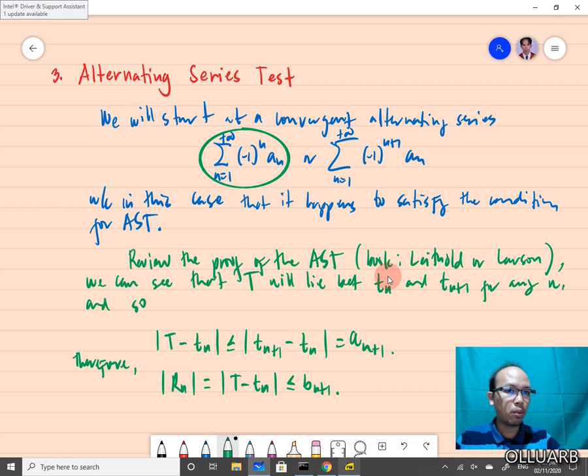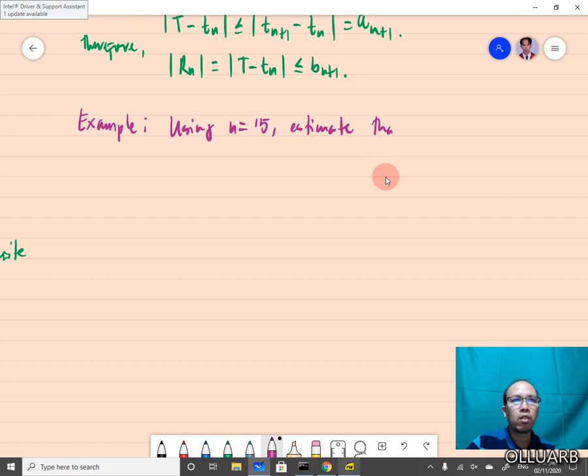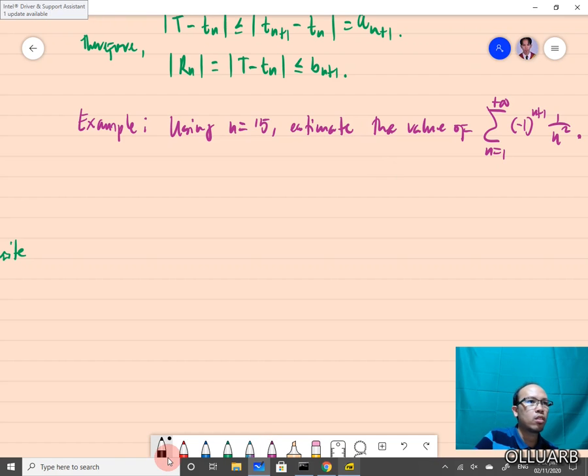Okay, so let's have an example here. Example: using n equal to 15, estimate the value of the summation of (-1)^(n+1) times 1 over n squared, n starts from 1 to positive infinity. Okay, this is the solution.